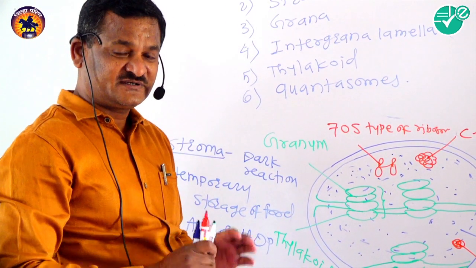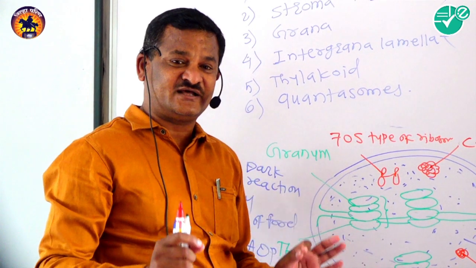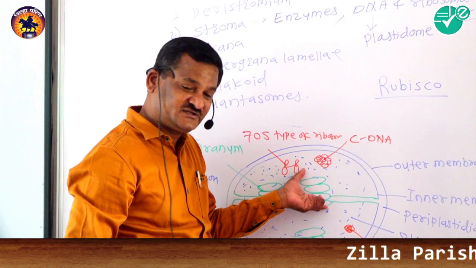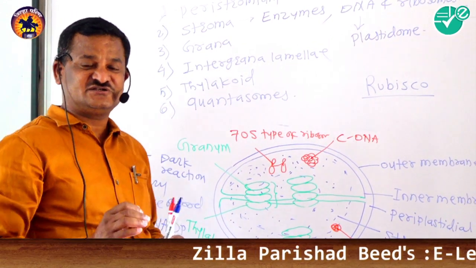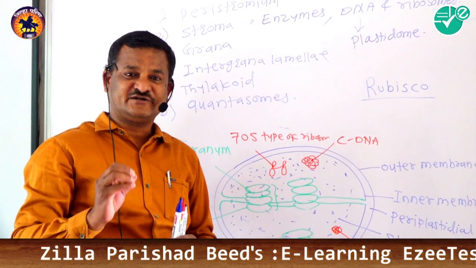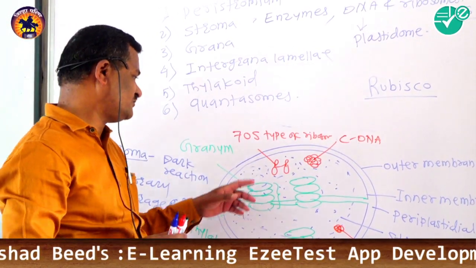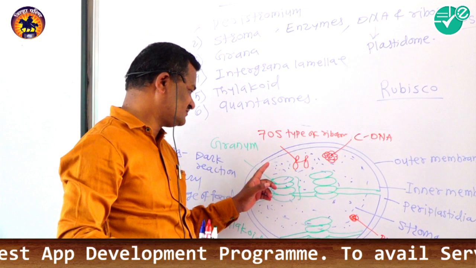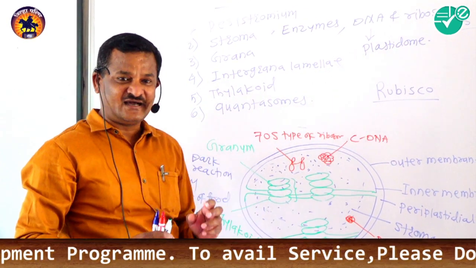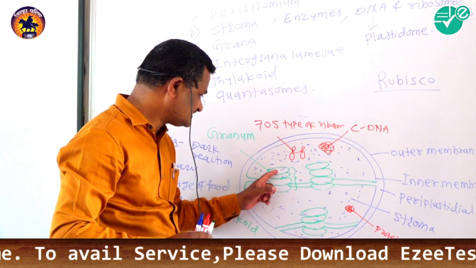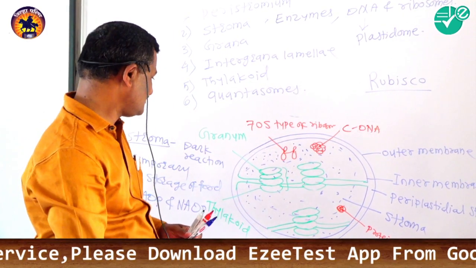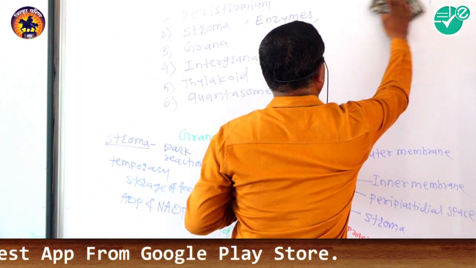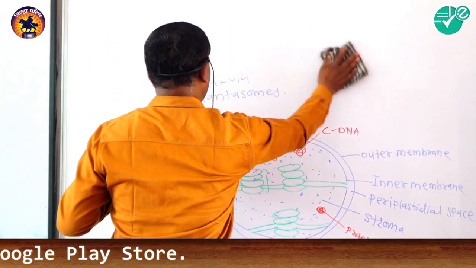What are grana? Grana are the small cylindrical, granular and grey structures present in the stroma. How many grana are present in each chloroplast? 40 to 60 grana are present in each chloroplast of the cell. Grana are made up of a large number of flattened sacs, and those flattened sacs are called thylakoids.